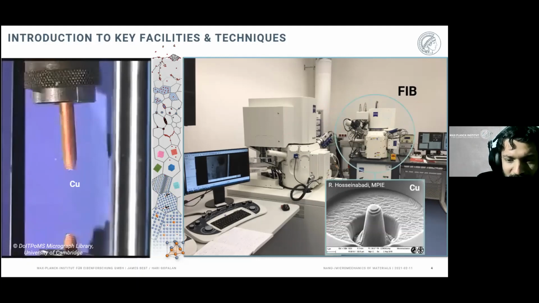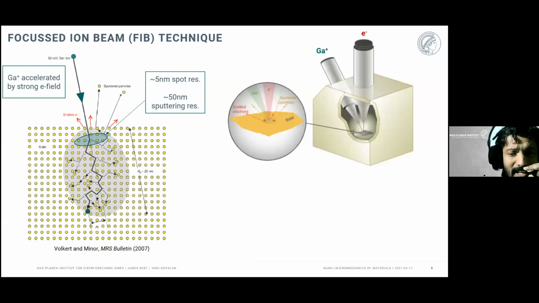Now, if you can run the video, as you can see there, we use gallium ions to shape miniature pillars or structures equivalent to what we would do in a bulk scale. So once we have that, we can see what we can do with them.